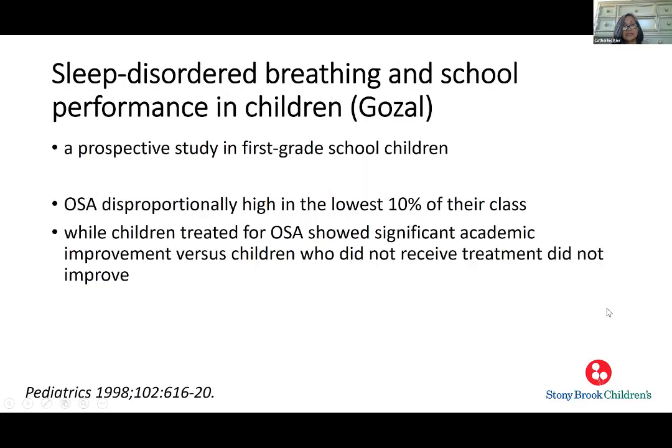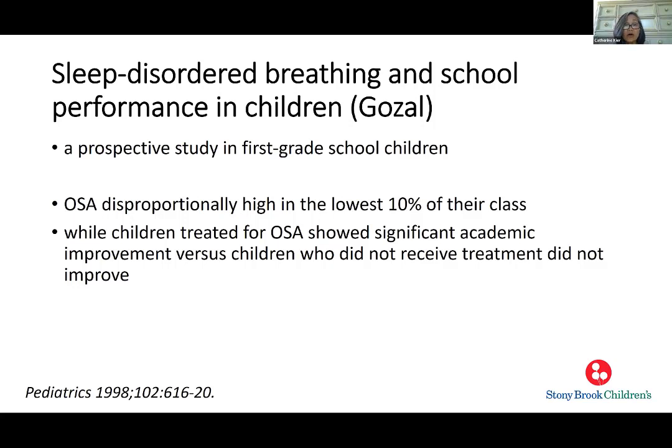And another article that I want to share, which is already a Sentinel article, was conceptualized by David Gozal when he was in Tulane. He did a prospective study in first grade school children where he looked at the lowest academically performing percent of the class. And he found out that OSA is disproportionately high when he screened them. And he screened those with big tonsils and adenoids.